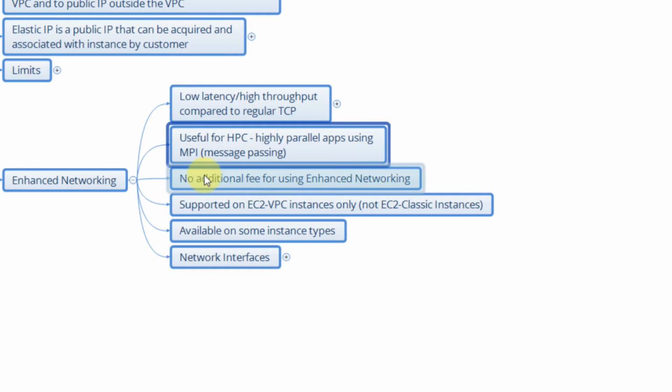There is no extra fee for using enhanced networking. However, the instance types that support enhanced networking have a built-in cost for this, which is higher compared to instances without enhanced networking. It is supported only on VPC instances and not on classic instances.